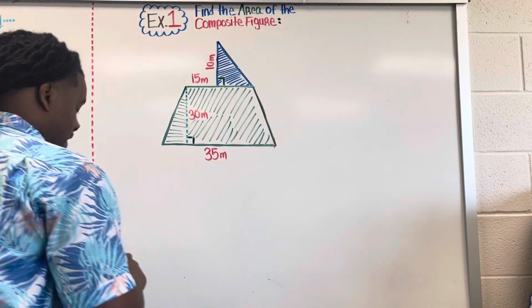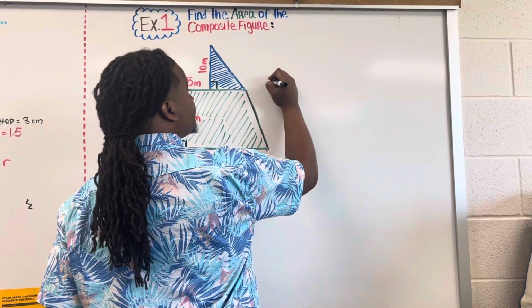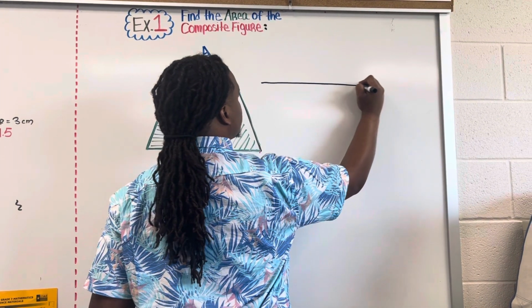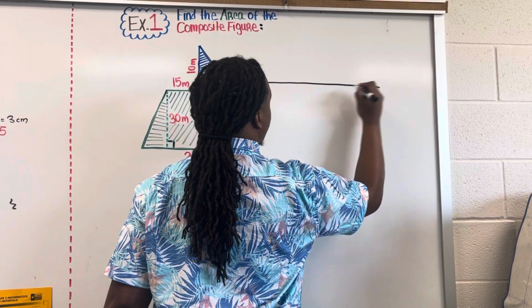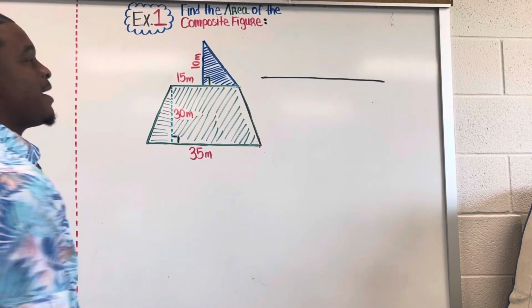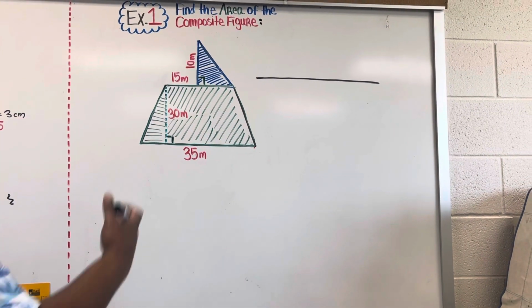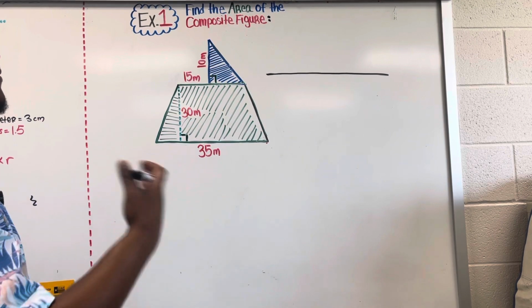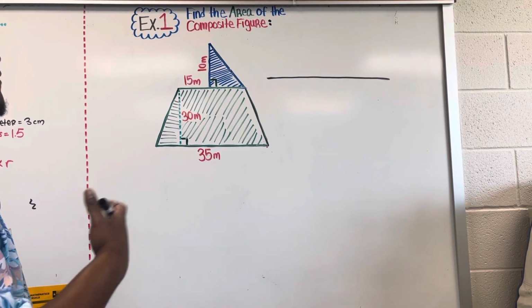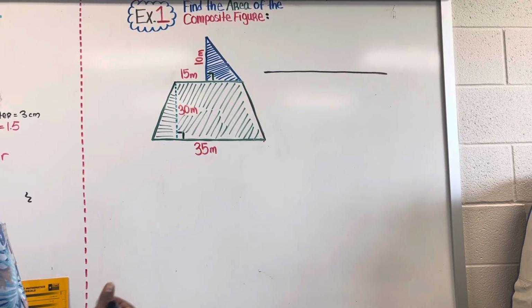So because of that, we're going to draw a 2-column chart, because we have identified 2 shapes within the composite figure. If it was 3 shapes, you will have 3 columns. If it was 4 shapes, you will have 4 columns, and so forth and so on.